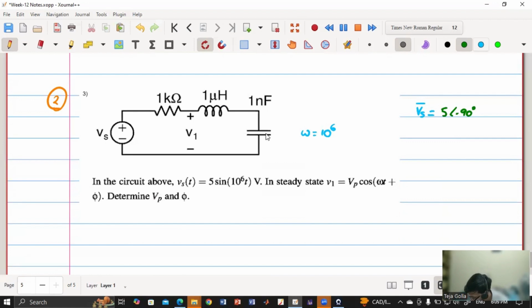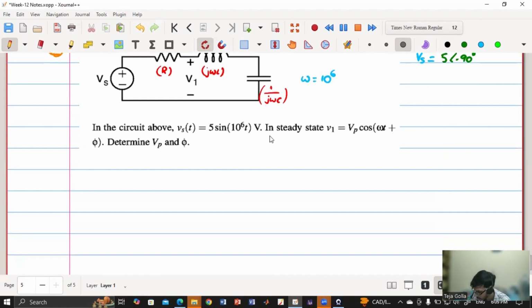Then let me write the values. This is R, this is j omega L, this is 1 by j omega C. So now what will be the value of V1 phasor? Anyone?